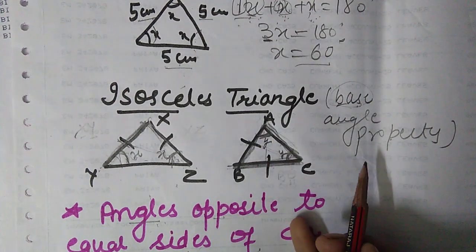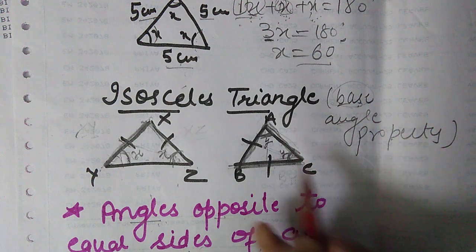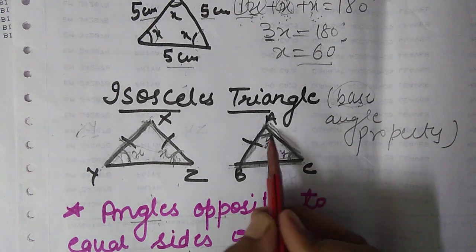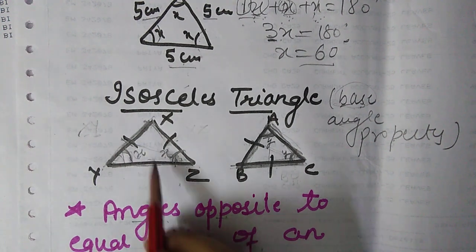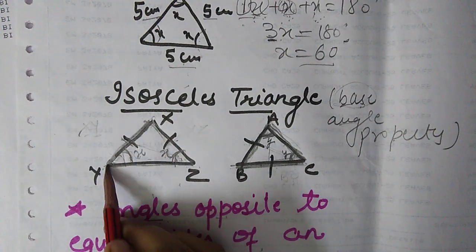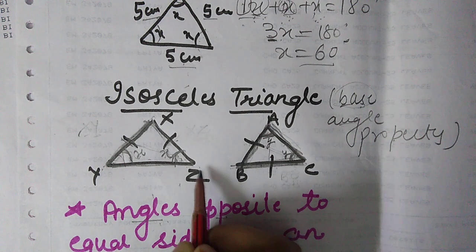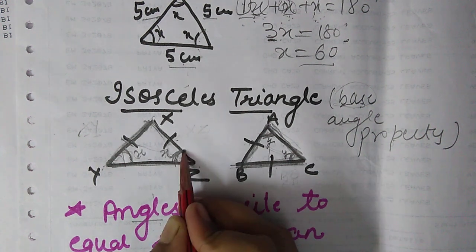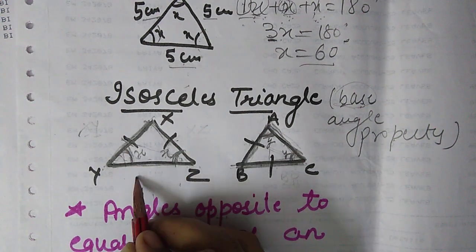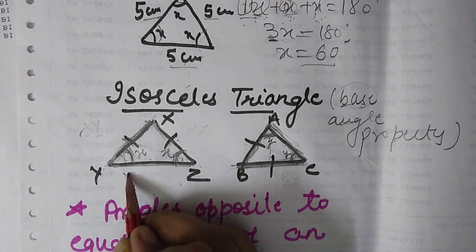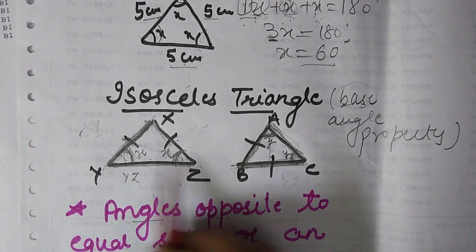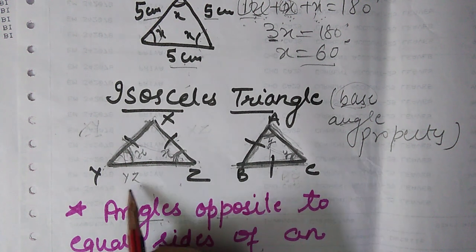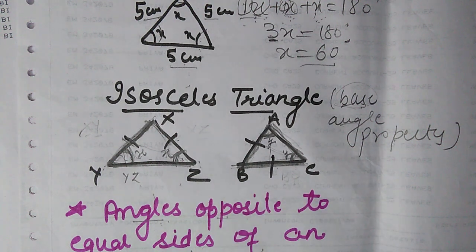And always remember, the equal angles always lie on the base. Suppose this side is unequal, because these two are equal and this is unequal, so both the equal angles must lie on the unequal side. This is the unequal side YZ, so both equal angles must lie on these two vertices. So this is known as the base angle property.